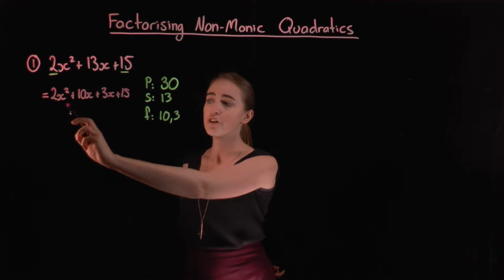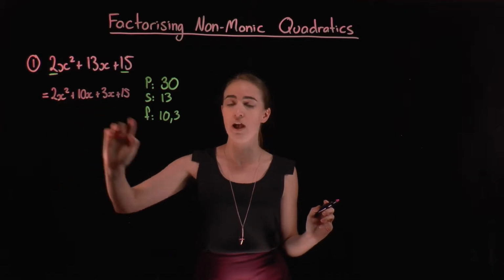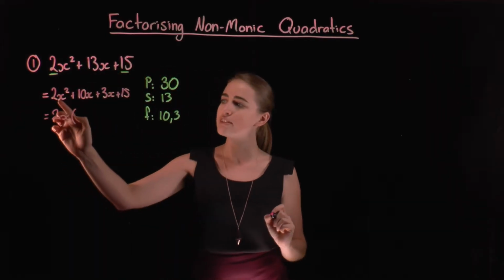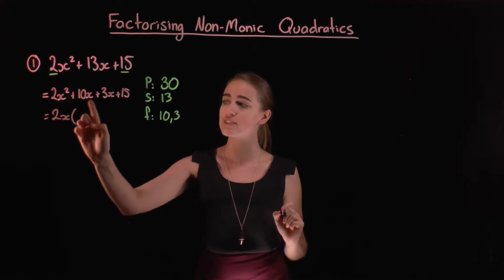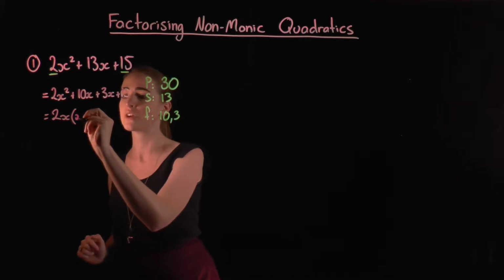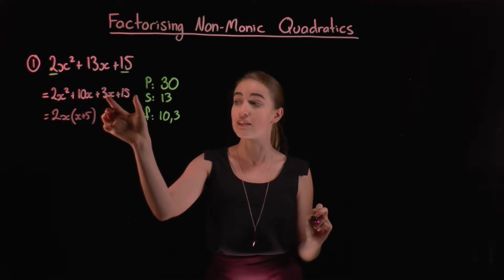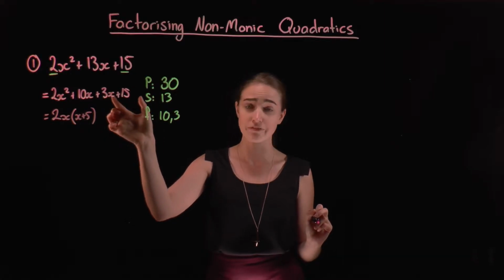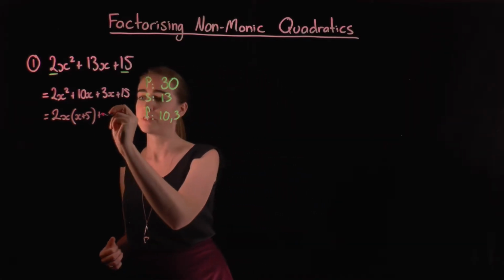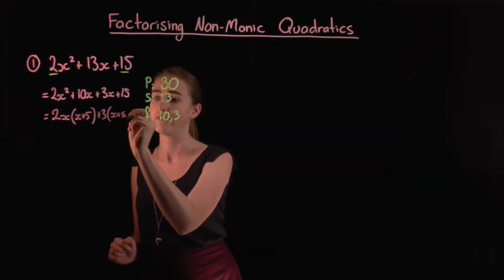If we look at our first 2 terms, we're trying to find the common factor in here, which would be 2x. So we're going to pull our 2x out as our common factor. If we divide this one by 2x, we'll have x plus 5 left in our brackets. Now we can look at our last 2 terms and find the common factor in those. The common factor of 3x and 15 would be 3. So we're going to have plus 3 outside of a bracket, and we'd just be left with x plus 5.